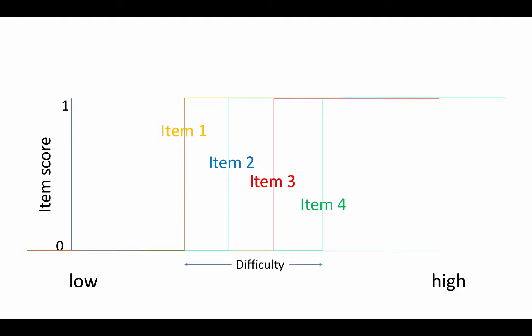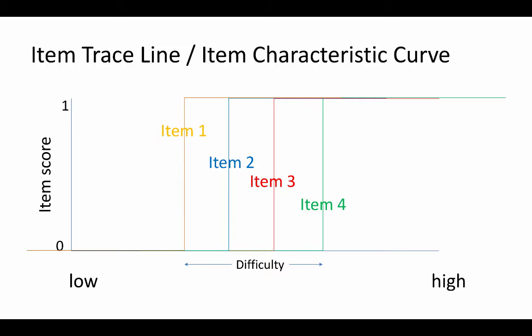Now, this idea underlies Guttman scaling. And the difference between the items is called the difficulty, the differences in the difficulty of the various items. And the relationship between the percentage of people answering a question correctly, or the chance that you answer a specific question correctly, which is shown in the graph here, is called the item trace line or the item characteristic curve.